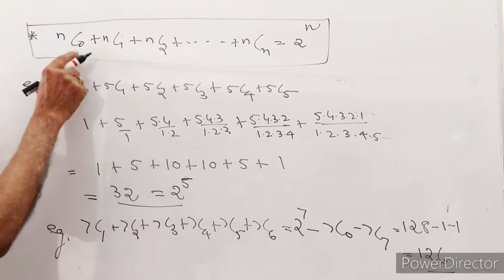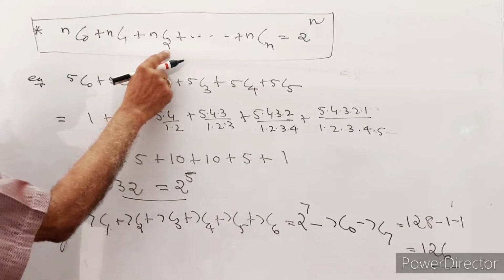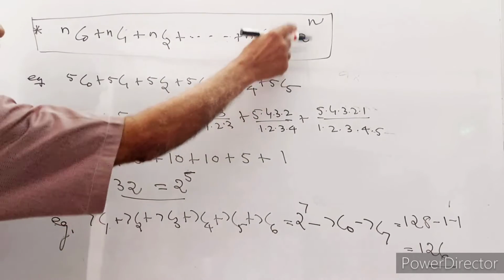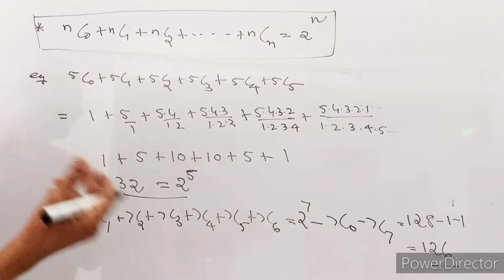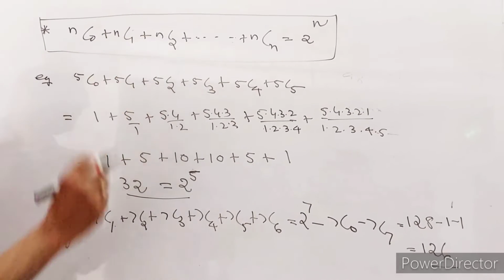Now we consider the result: nC0 plus nC1 plus nC2 up to nCn is 2 raised to n. In the next session, we will prove this result. For the time being, get the idea.